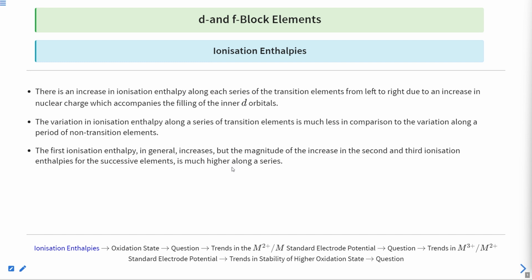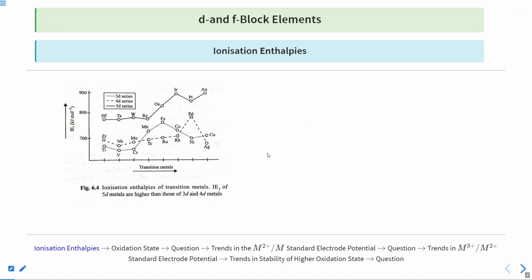Now we will move individually to each ionization enthalpy, that is first, second and third, and see what the trend looks like. First, the first ionization enthalpy. Here is the graph for all three series. As we move from left to right, there is an increase in ionization enthalpy. Normally it increases, then there are exceptions, so we'll talk about those exceptions also.